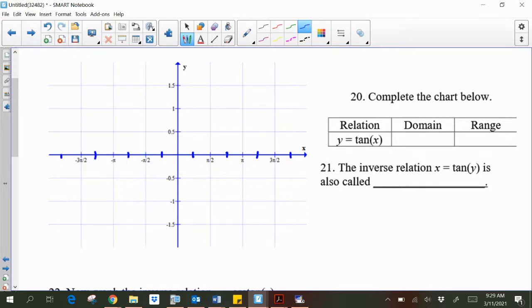All right. So tangent at x equals 0, tangent is 0, if you recall. And then at pi over 4, it's 1. At pi over 2, there's an asymptote. And then at 3 pi over 4, negative 1, pi, 0, and then 1, and then an asymptote. This keeps repeating. Same thing going the other direction.